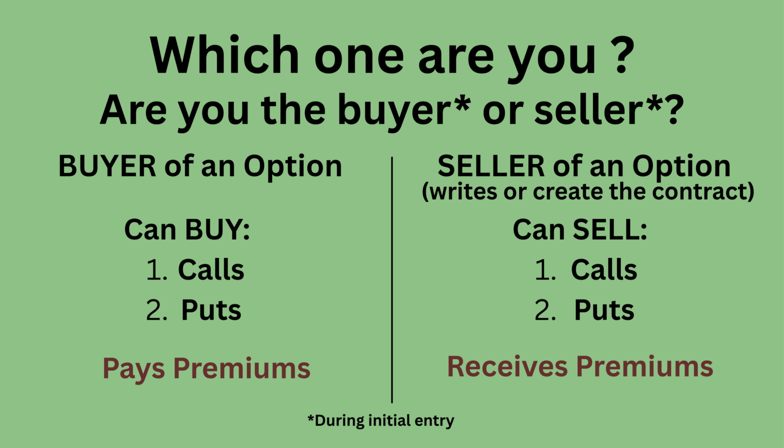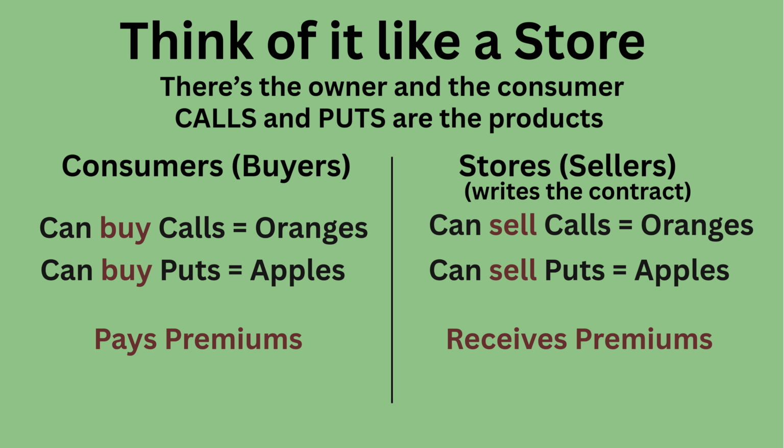A buyer can buy calls or puts and pays a premium. Similarly, the seller can sell calls or puts and receives a premium. Sellers are the ones who write the contract. Think of it like a store. You have the owner of the store, which is the seller, and you have the buyers, which are the consumers. Calls and puts are just like the products in the store. Consumers can buy calls, think of it as oranges. Consumers can also buy puts, think of it as apples. Consumers pay money, which is premiums, for the products, and on the other side of the transaction, you have the seller, which is the store owner. The store can sell calls or puts and the owner receives the money, which is the premium.